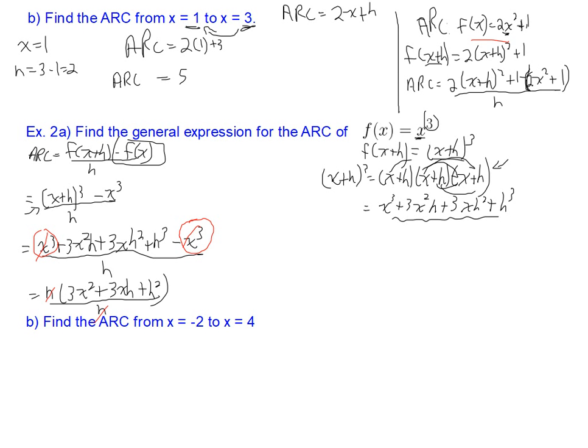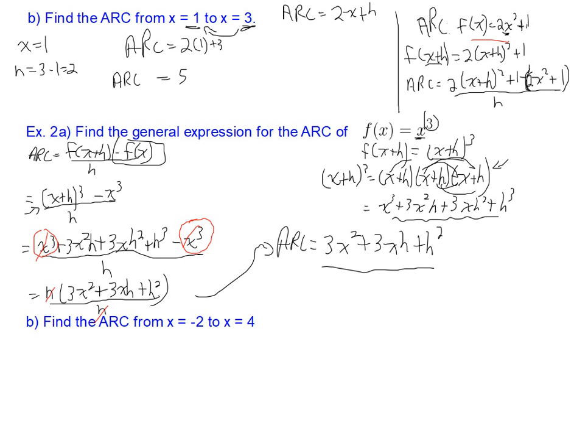And so we get that the average rate of change, I'll just slide this over here, I kind of ran out of room, is equal to 3x squared plus 3xh plus h squared. So again, anywhere on this function, the average rate of change is equal to this right here. And x is any point, and h is the distance from that point to another point.